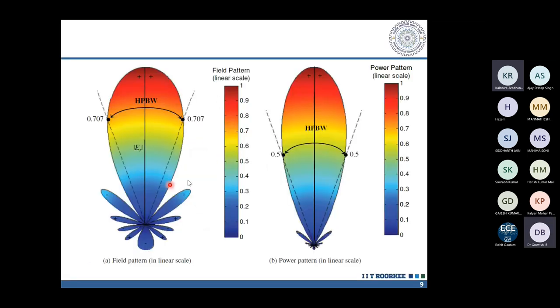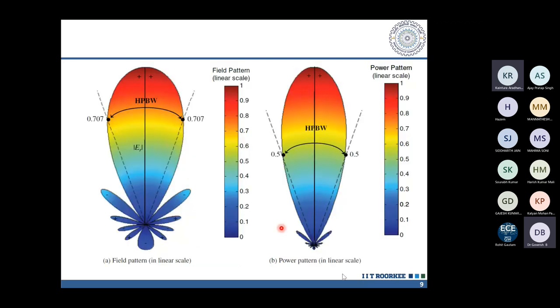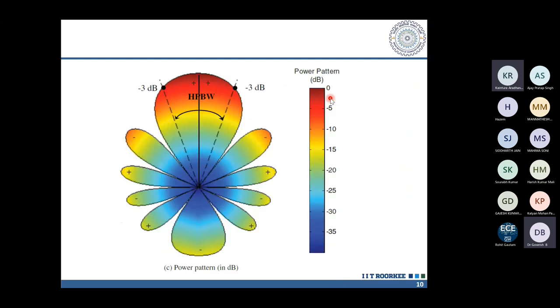So this is a field pattern and this is the power pattern in the linear scale. We see that if you plot the power pattern in the linear scale, some of the information is lost. So we use the decibel scale, which enhances the very weak signals. If the dynamic range is very large, very often in high gain antennas or antenna arrays, the maximum to minimum ratio will be very large. In that case, we use the decibel scale. It gives much more enhanced information in the weaker radiation regions compared to the linear scale, especially in the power pattern.